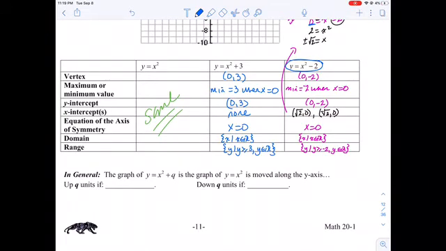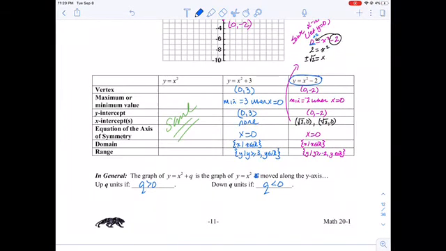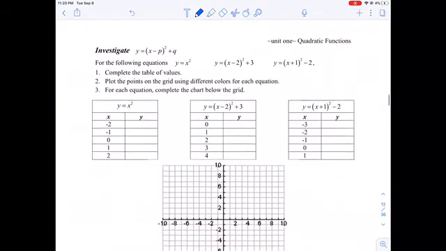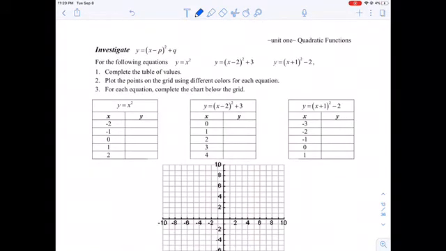Okay, in general, the graph of y equals x squared plus q is the graph of y equals x squared moved along the y-axis up q units if q is positive or greater than 0, down q units if q is negative or less than 0. Okay, let's look at the next page. This says investigate y equals p squared plus q. So now we're combining the two.